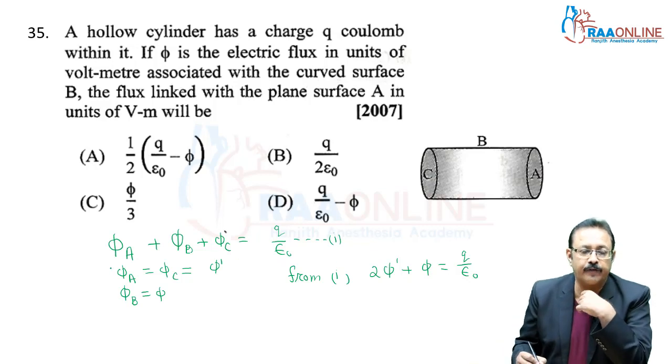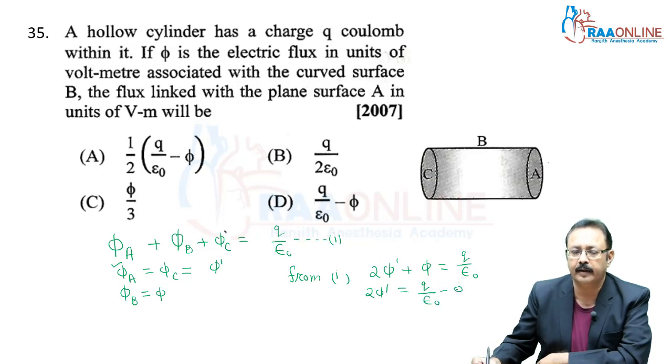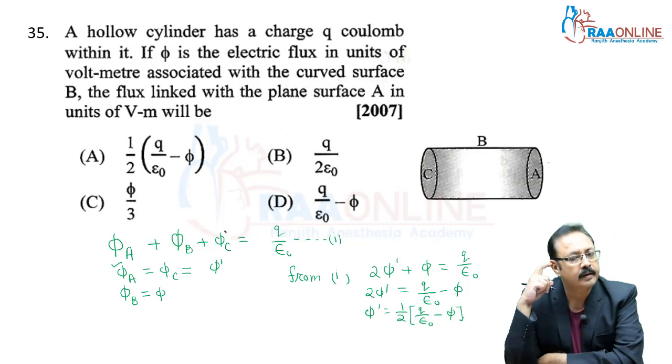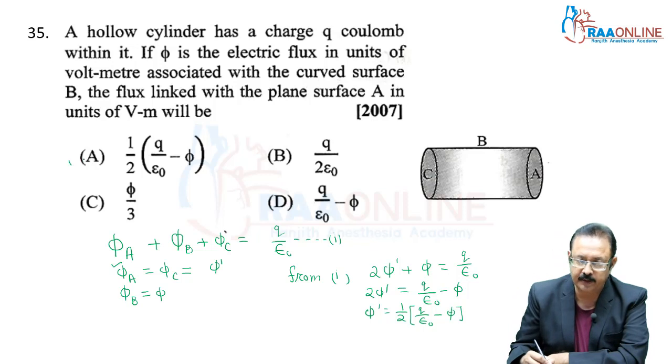We want to calculate phi A. It is your target, the flux linked with surface A. So we gave it the name phi dash. Put phi dash on one side. So we are getting 2 phi dash is equal to q upon epsilon naught minus phi. So what is phi dash? Half of q upon epsilon naught minus phi. Where is it given? In option A. So we are going with A.